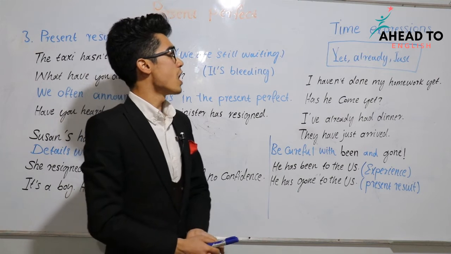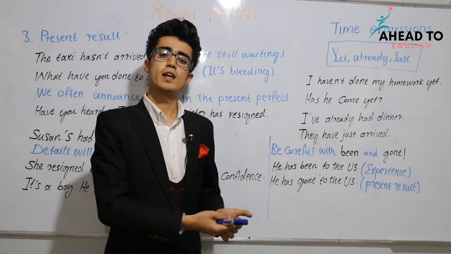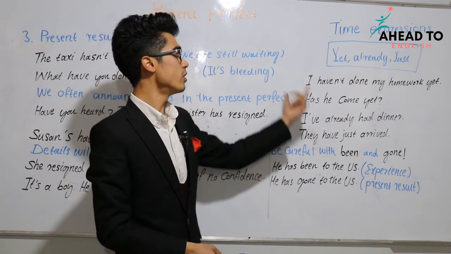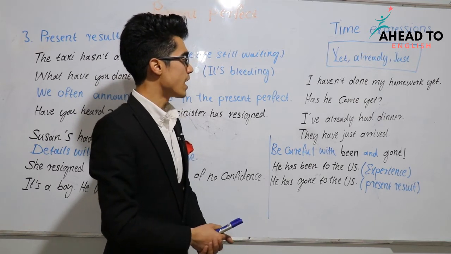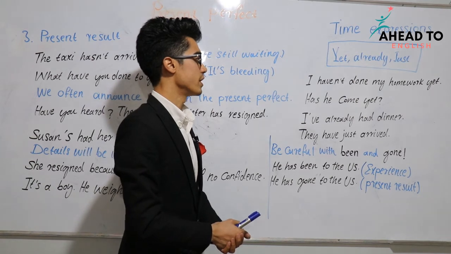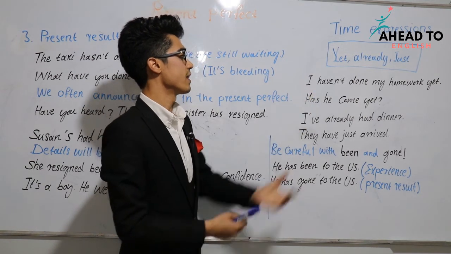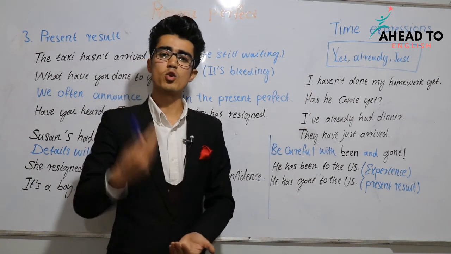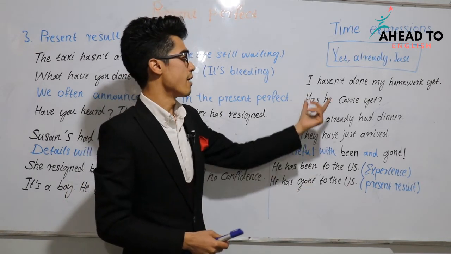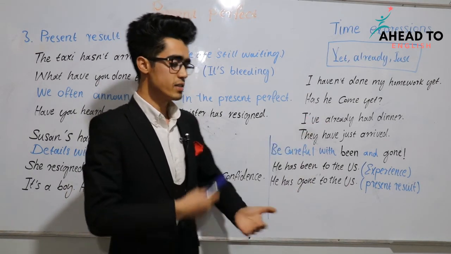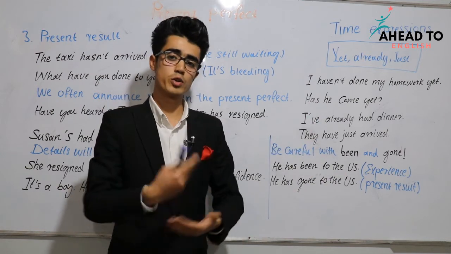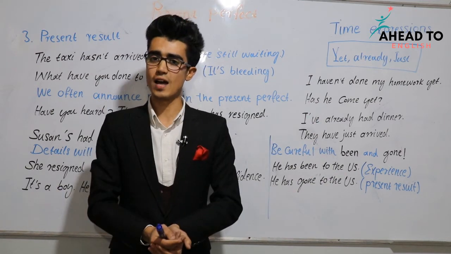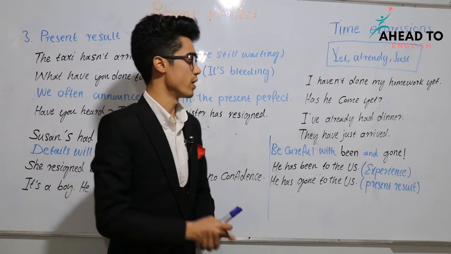There are some time expressions that we use in this usage. They are yet, already, and just. For example, I haven't done my homework yet. We use yet in negative and also in question. I haven't done my homework yet, it means that I'm going to do it.